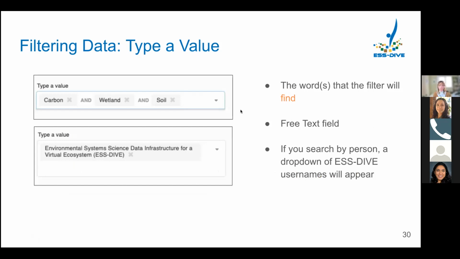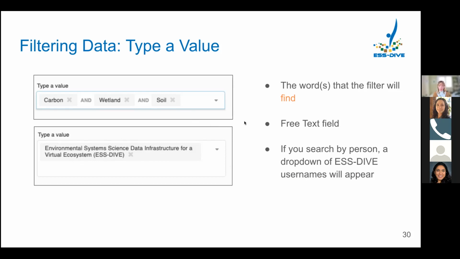The final component is to type in a value, and this will tell the filter what to find, what to look for in the metadata that you selected. This is a free text field, so you can type whatever you want, and this is a little different because for a vast majority of the metadata, there is no dropdown to select from. So you'll need to, for example, know the exact name of the project title that you're looking for, in the case of this example that I have here.